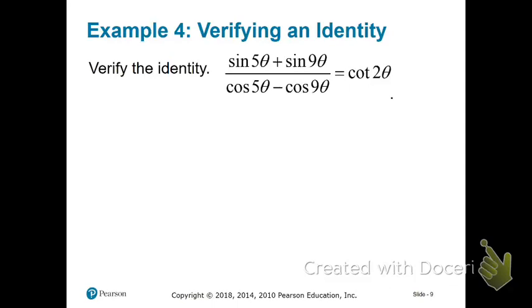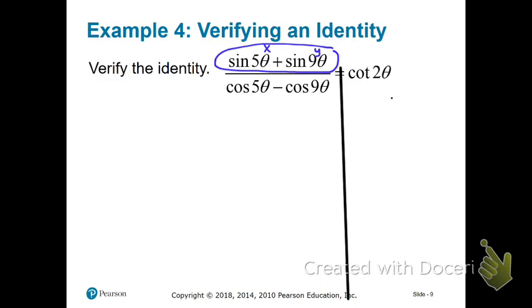All right, so we're going to prove this. Let's work on the left. What can we do here? What can I do in the numerator? Yeah, it's sine plus sine, isn't it? And so we have that formula. And so I'm going to work on my numerator.